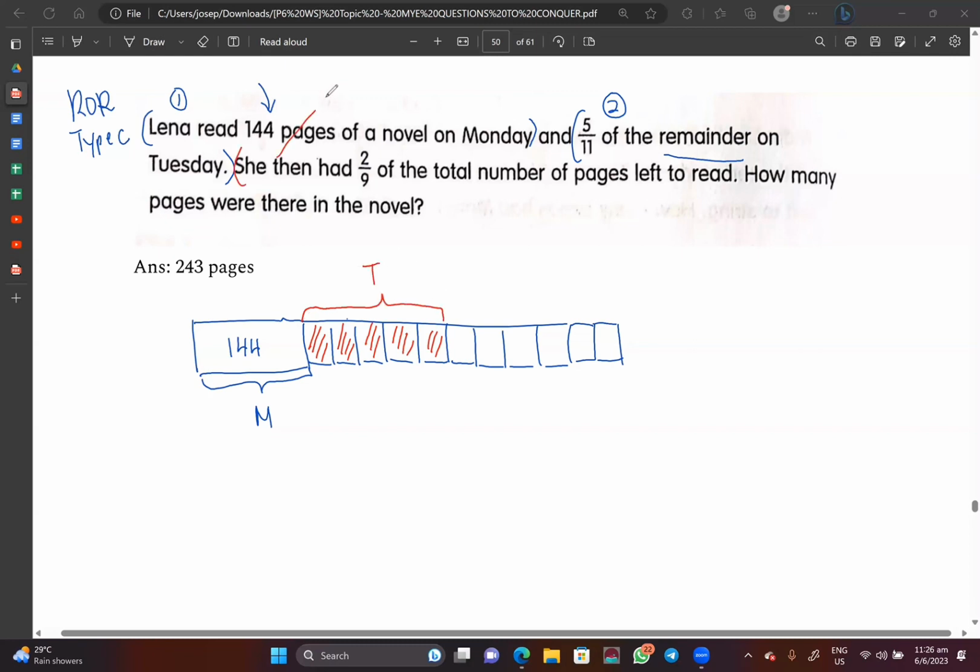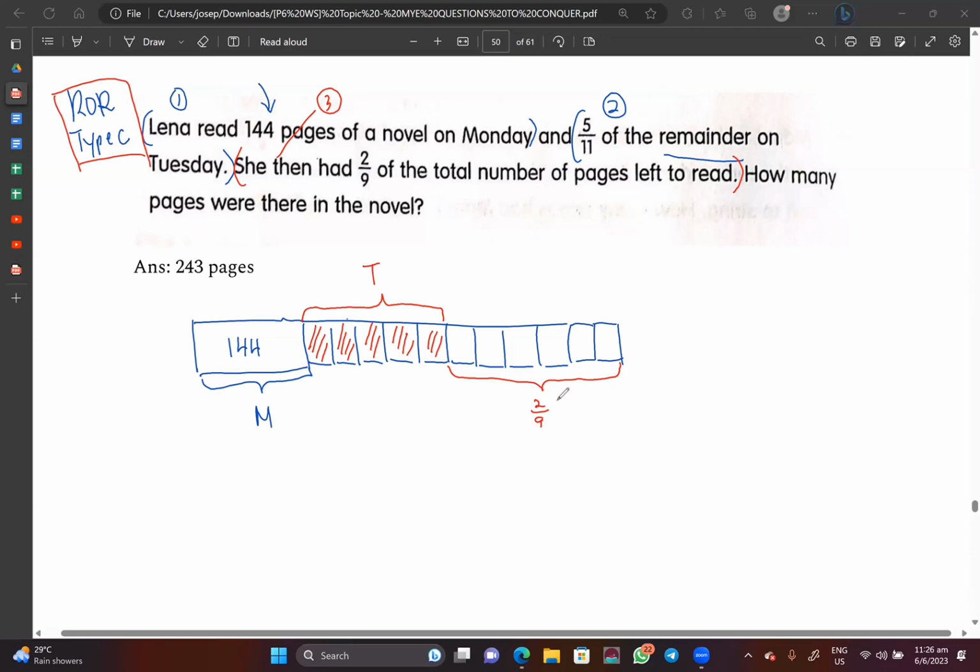Okay, now once it is a type C, it will always be done in this manner. Watch carefully. She then had 2/9 of the total number of pages left to read. So we know that this much is actually 2/9. A type C model doesn't require you to drop down, because the moment you drop it down and draw 9 units and shade 2 parts or whatever, it's going to confuse things. You get what I'm trying to say? Once you know it's type C, it's so important that you identify it first. Correct? Now, once you identify it, you know, okay, I'm not going to draw a drop down model.